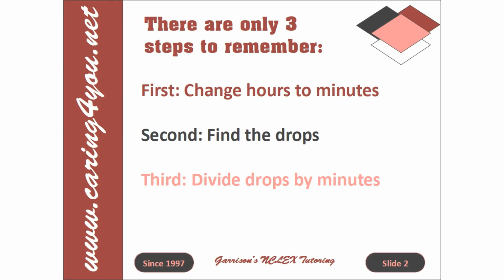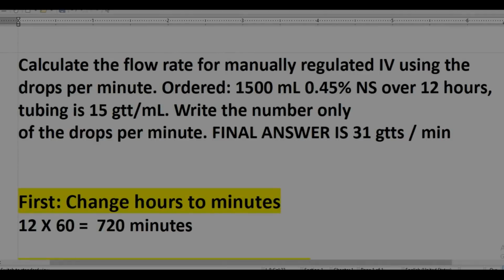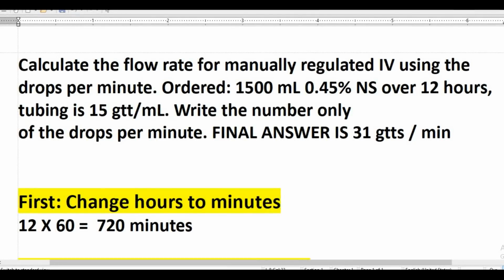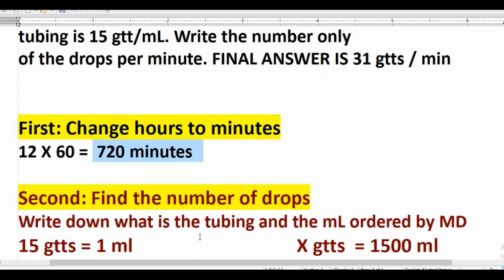Now let's get into it and try a couple of these. So let's look at the first question. Calculate the flow rate for manually regulating IV using the drops per minute. Ordered: 1,500 milliliters, 0.45% normal saline over 12 hours. The tubing is 15 drops per milliliter. Write the number only of the drops per minute. So the first thing you want to do is change the hours to minutes. So you go 12 hours, 12 times 60 is 720 minutes. Right? So put that aside.